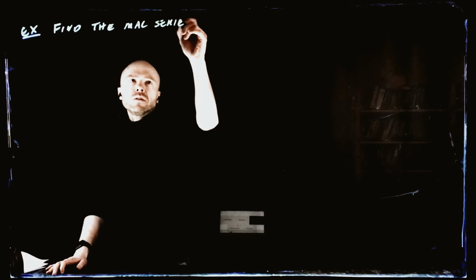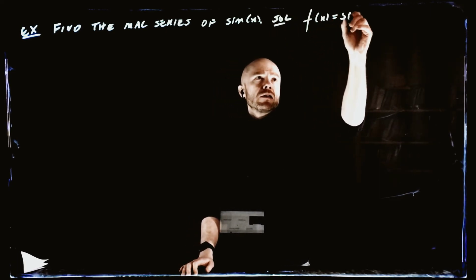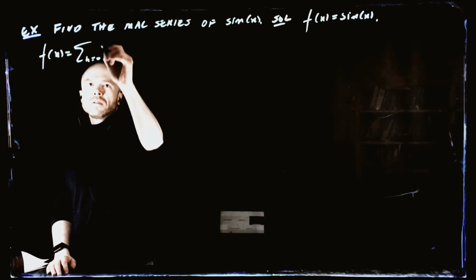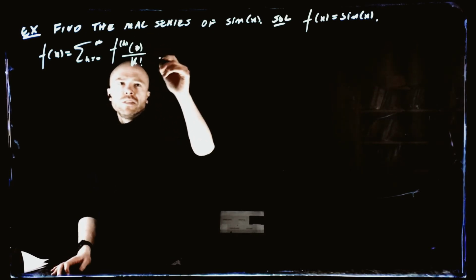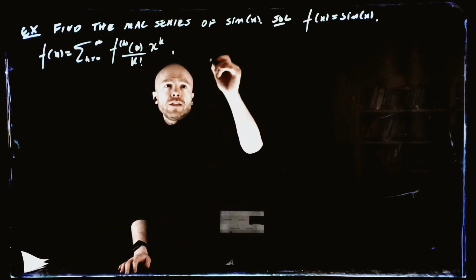Okay, so we can calculate the Maclaurin series of other functions. So this is another example. Find the Maclaurin series of sine of x. All right, so since we know what the general formula is, let f of x be sine of x, right? So we know that the general formula will be this. It's a Maclaurin series, so we're doing this around 0, and then x to the k. We just have to calculate these coefficients, right? So let's just write them out here.